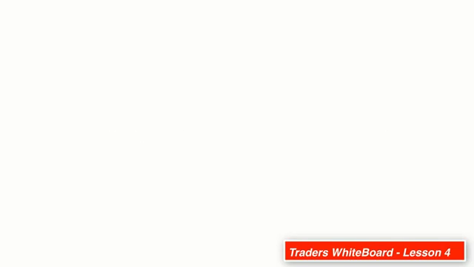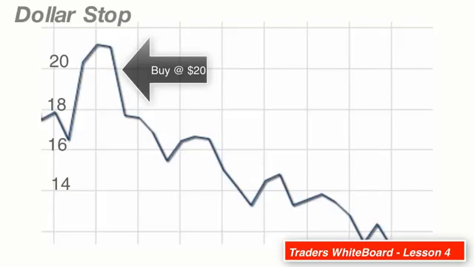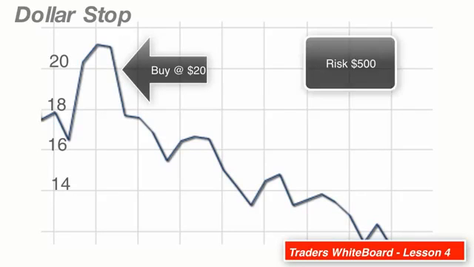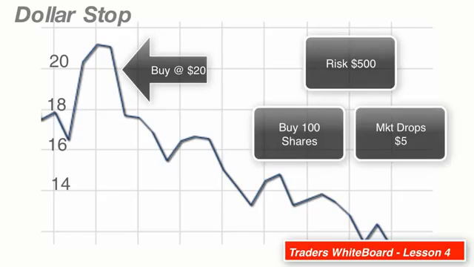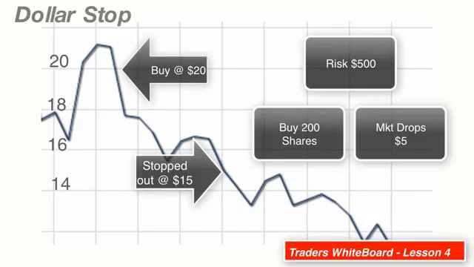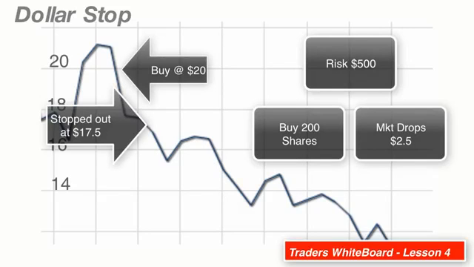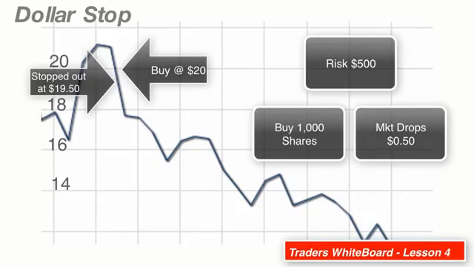Okay, let's get started. Let's talk about a dollar stop. A dollar stop works like this. You buy a stock, let's say at 20, and you want to risk $500 on the trade. If you buy 100 shares and the market goes down $5 from your buy point at 20, then you'll be stopped out. If you buy 200 shares, you have a $2.50 risk, which equates to a $500 loss. If you buy 1,000 shares, you'll be risking 50 cents. So clearly managing your money with this stop allows you to judge how many shares you want to buy.